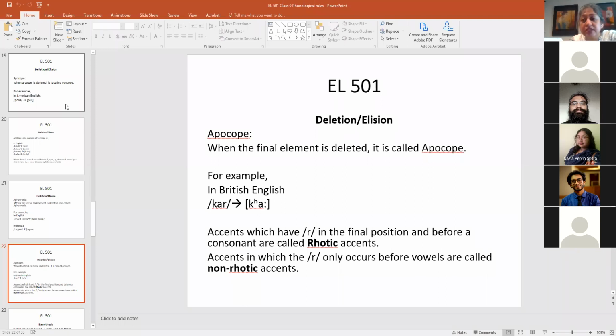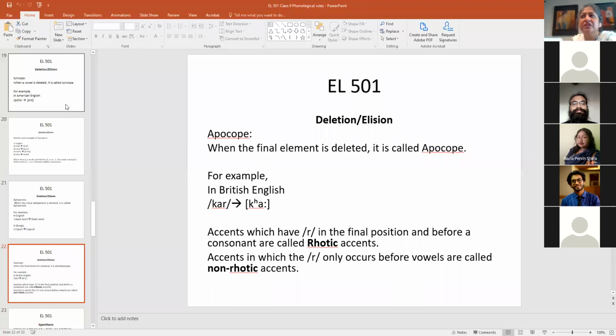So say British English. The car has broken down. They will not pronounce the r in "the car has broken down," but they will say something like "the car is very nice." The car is. Then they will pronounce the r because there is a vowel coming after the r sound. So this is known as a non-rhotic accent.